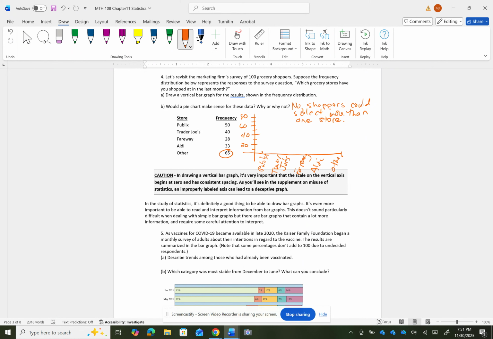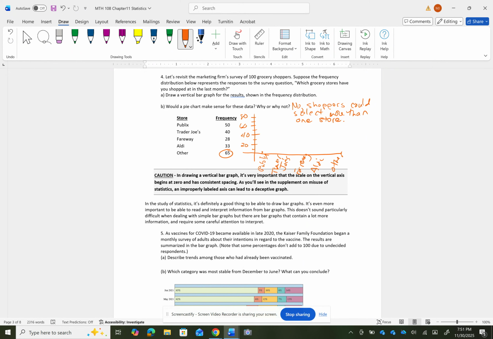Okay. And for Fairway, it would go to 28. So I have to go just slightly less. I'm kind of thinking about 30 would be there, and I want to be slightly less than that. Typically, you would have these be evenly spaced across the axis because it would just look better that way. And then 33 would be a little more than 30, okay?